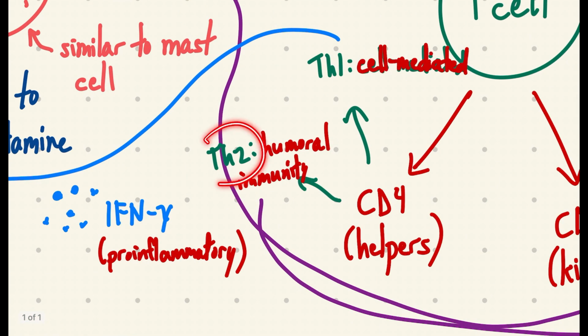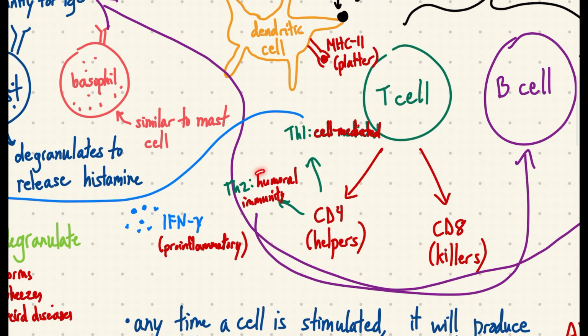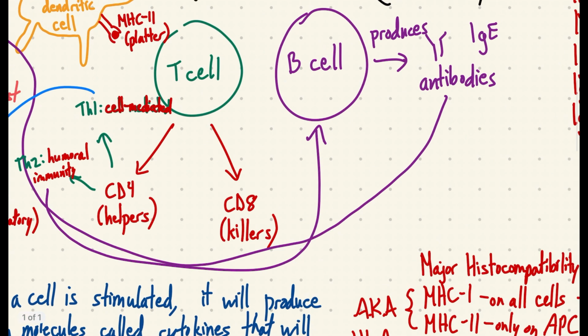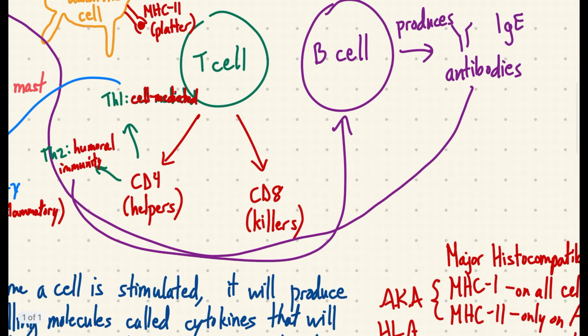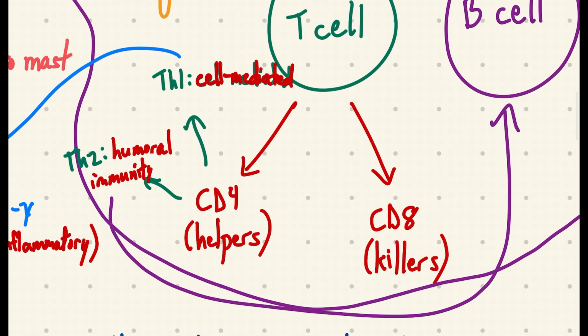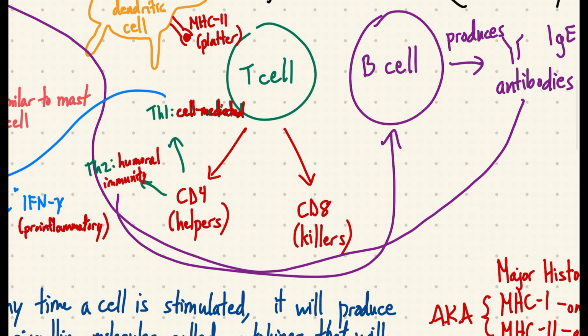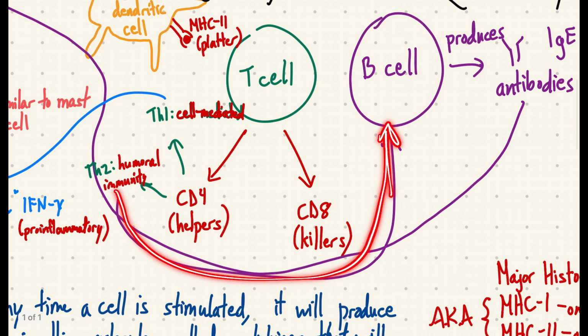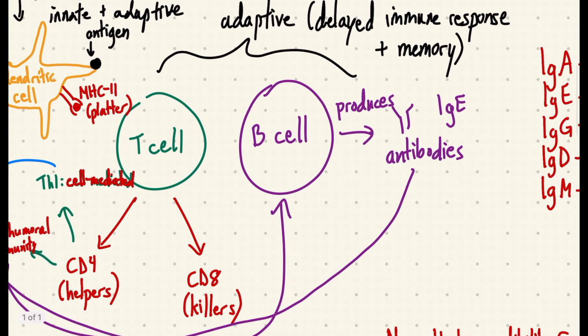You also have type 2, Th2 helper cells. This is humoral immunity. Humoral meaning referring to B cells and their production of antibodies. That's what humoral means. And so these guys, Th2 cells, are the ones that are involved in allergies, in your type 1 hypersensitivity responses. So they're the ones that are going to stimulate your B cells to produce IgE antibodies. B cells produce all kinds of antibodies. One of them is IgE. These are the allergy-specific ones.